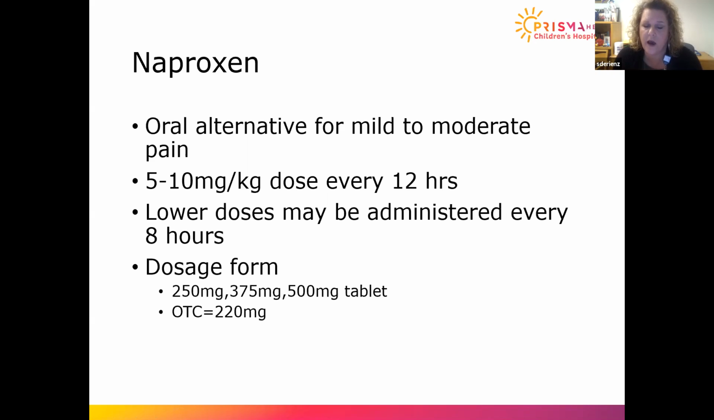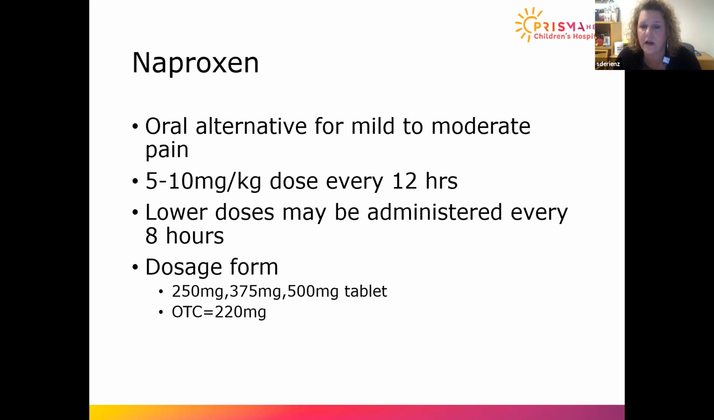And so if you think about what they have available as an outpatient, they're going to probably have the OTC product, which most commonly is referred to as Aleve. That's one of the brand names of the OTC product, but naproxen is a great drug. It's also commonly utilized in some of your chronic joint conditions like JIA. And so it comes in 250 milligram, 375 and 500 milligram tablets. And so that can be utilized.